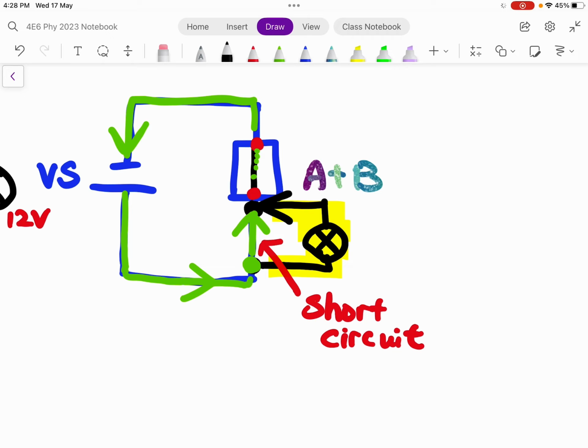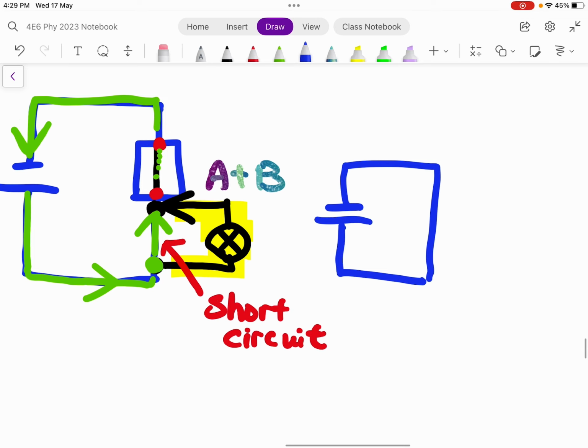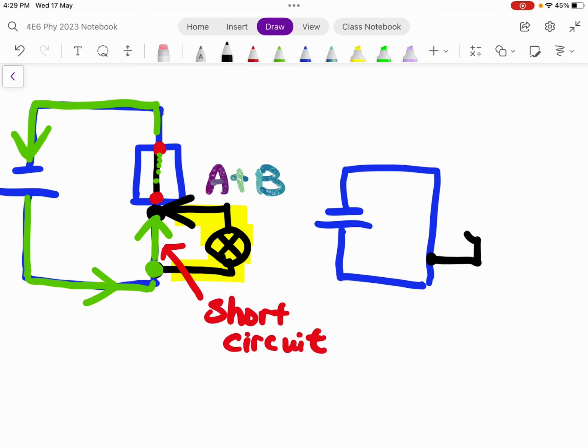A short circuit will overheat if the energy carried by the charges is not being used for meaningful work. For example, if you have something like that, and then you have a light bulb like that, this short circuit will overheat because the current will just go like that, right? You can see that the current is not doing any meaningful work. So whatever energy the current is carrying will turn into heat, it will overheat and cause a fire.